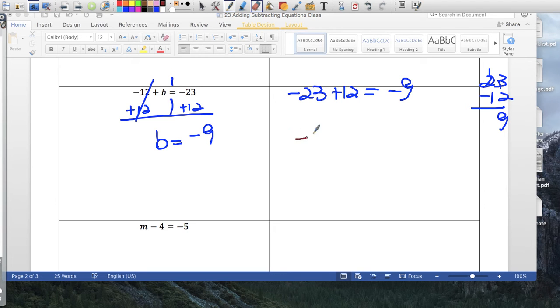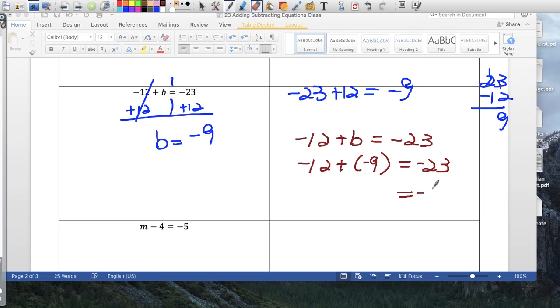Check. Negative 12 plus b equals negative 23. Negative 12 plus negative 9 equals negative 23. And this is negative 23.